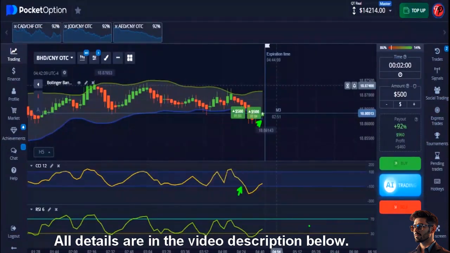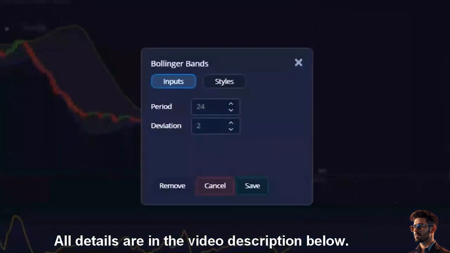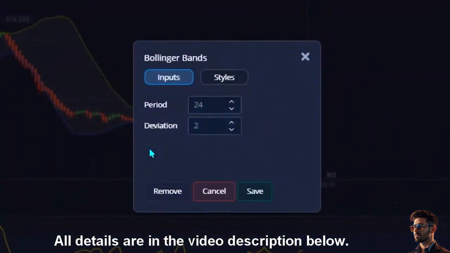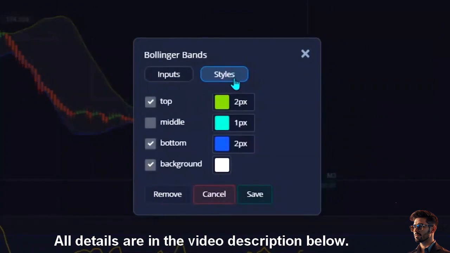The setup of my Bollinger Band comes with a period of 24. The deviation is 2. On the styles over here, I make use of this color combination. I untick this middle line here. Don't forget that. That's pretty much all you have to do. So when you're done, you hit save.